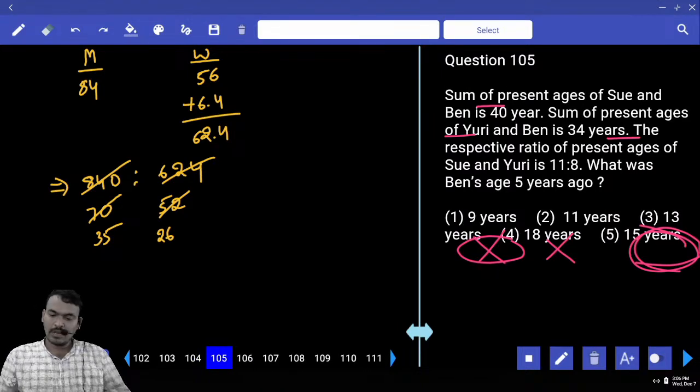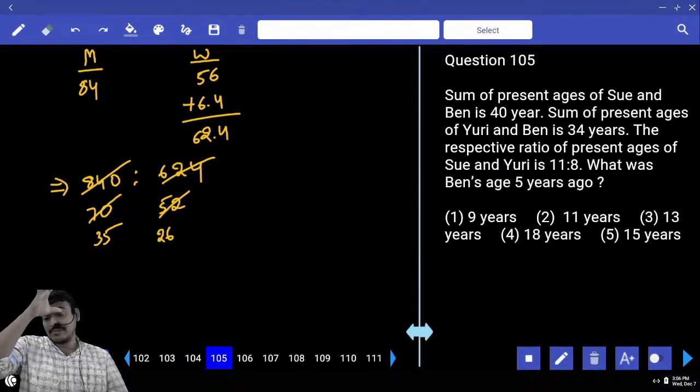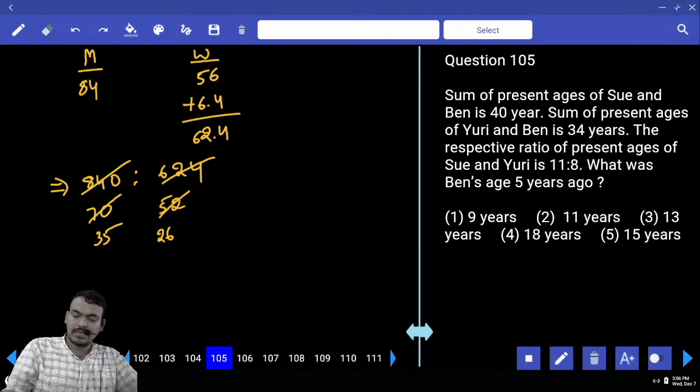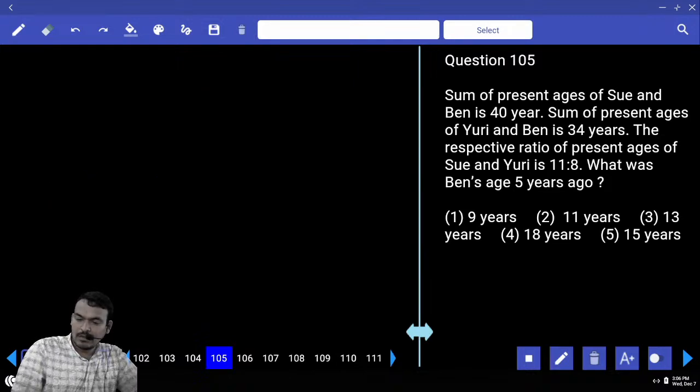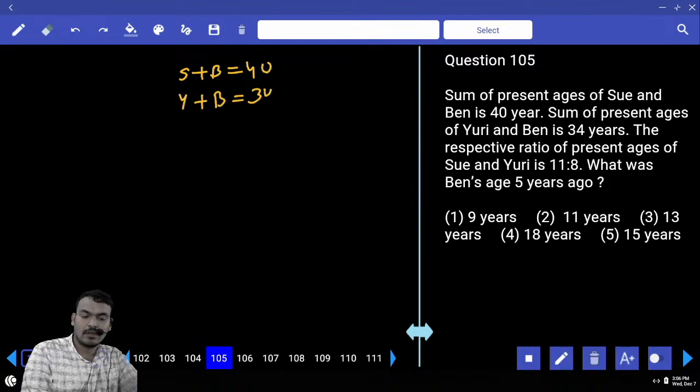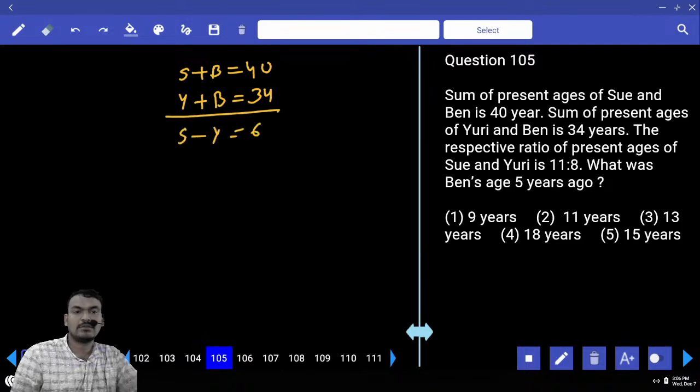Next, question number 105. The sum of the present ages of S and B is how much? 40 years. The sum of the present ages of Y and B is how much? 34 years. The respective ratio of the present ages of S and Y is 11 is to 8. What was B's age 5 years ago? First, S plus B is how many years? 40. Next, Y plus B is 34. Then we get the difference of S and Y, how many years? 6 years.